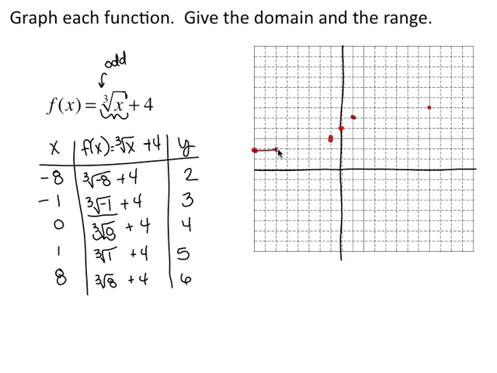And then we connect our dots. So it'll look something like this. So this is a cube function, and this is typical of a cube function. You have like an S kind of thing. Sometimes you have a vertical S, sometimes you have a horizontal S.